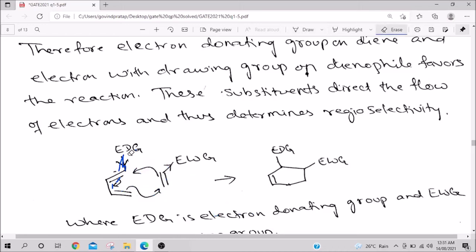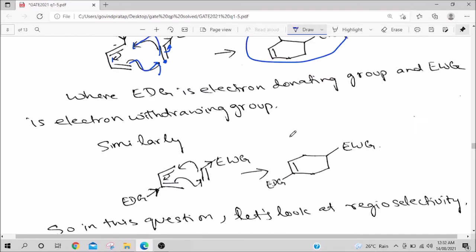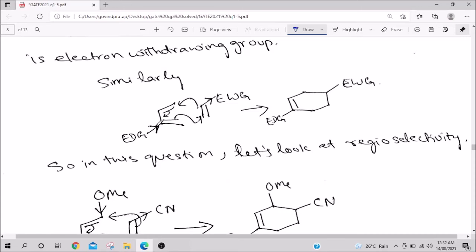What will happen is, the electron-withdrawing group pulls the electron towards itself, and therefore a positive charge is formed here, positive polarity is there, and therefore this goes and attacks here, and this comes and attacks here, and you get this kind of species. Similarly, if you have this group here, it pumps electrons, then this comes here, and then the reaction happens.